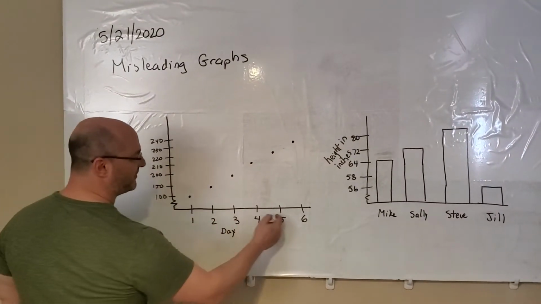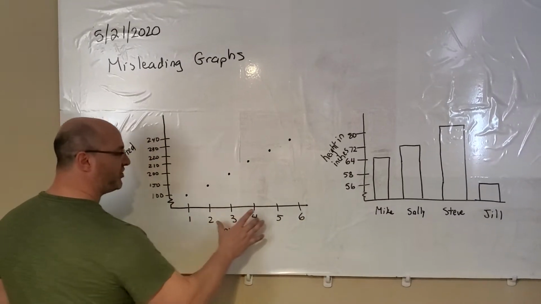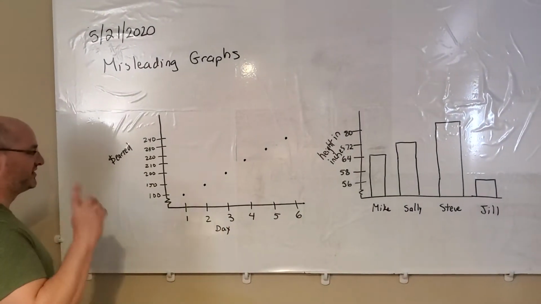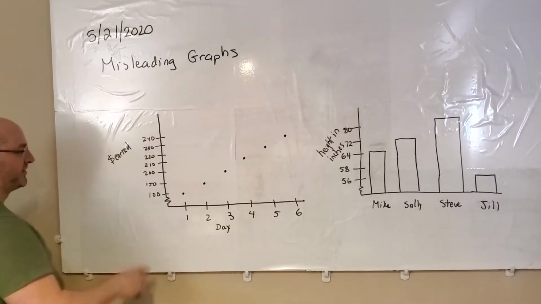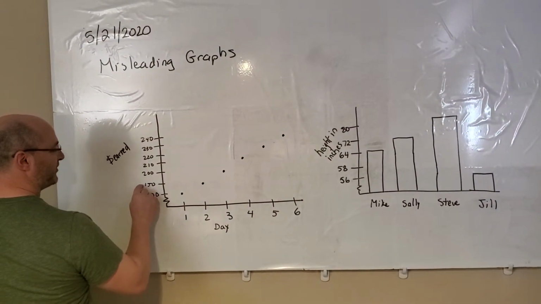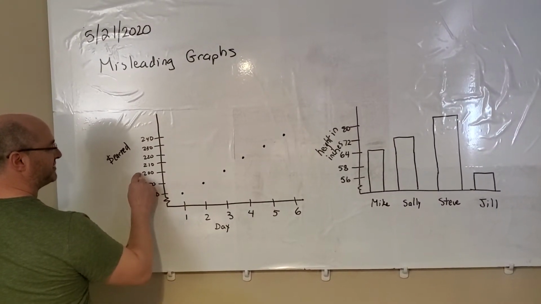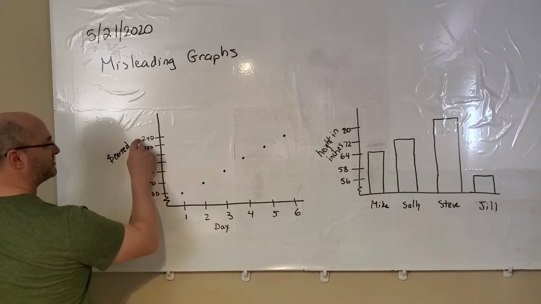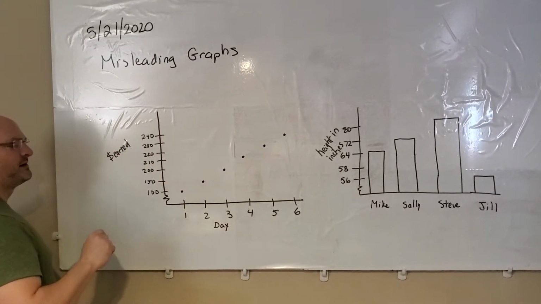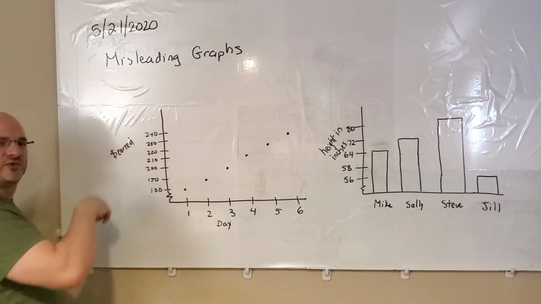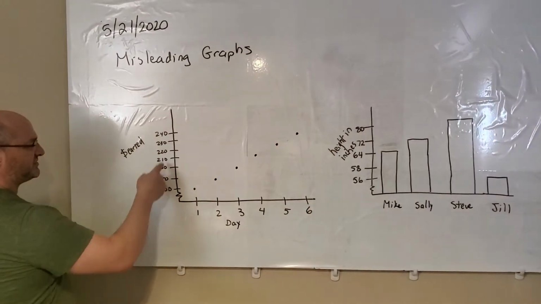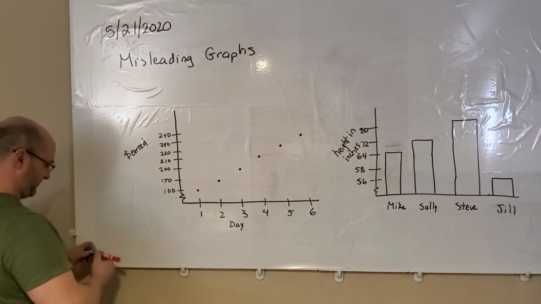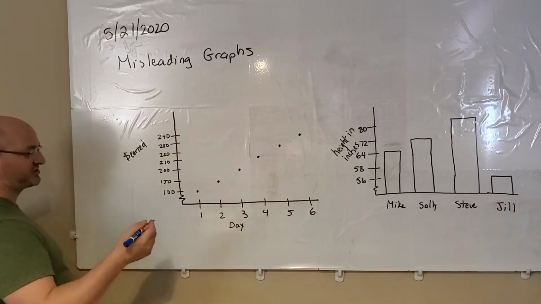These 1, 2, 3, 4, 5, 6, our x-axis is all beautifully spaced out. But look at our y-axis. $100, $150, $200, then $210, $220, $230, $240. That's not allowed. We know this. We know we're supposed to keep our intervals even. So let's redo this a little bit to show what it actually looks like.